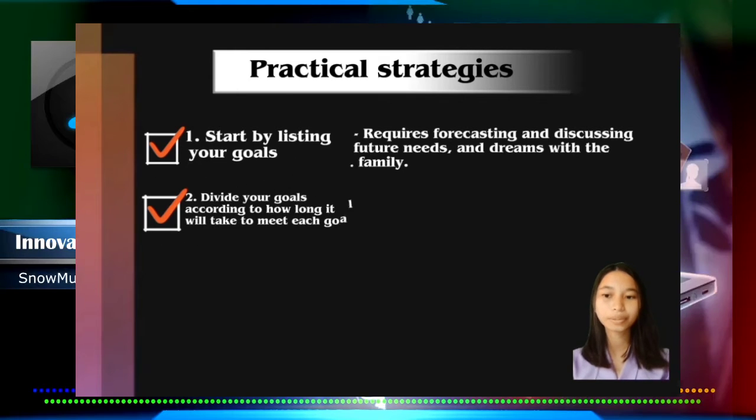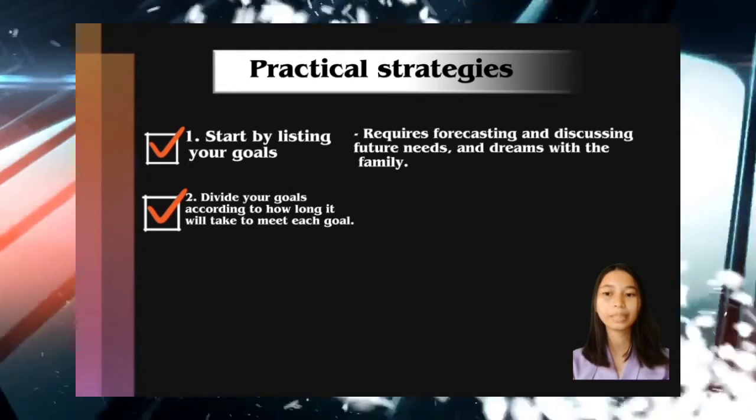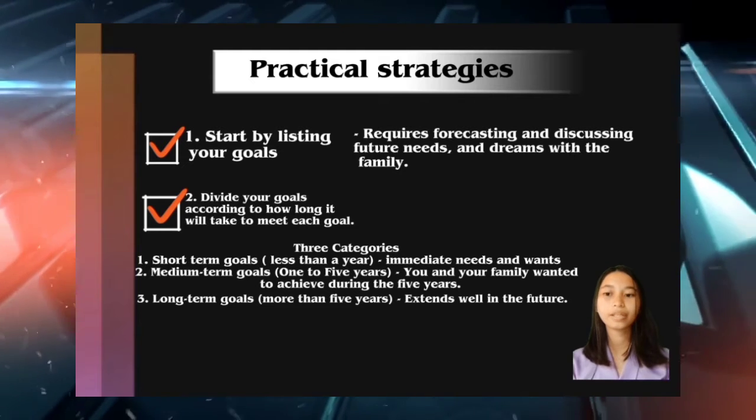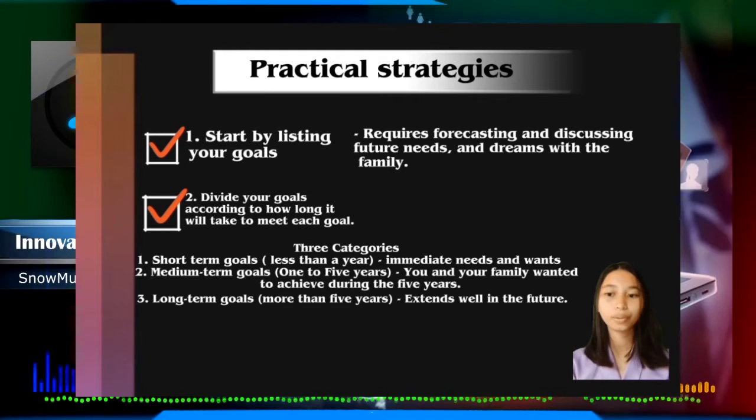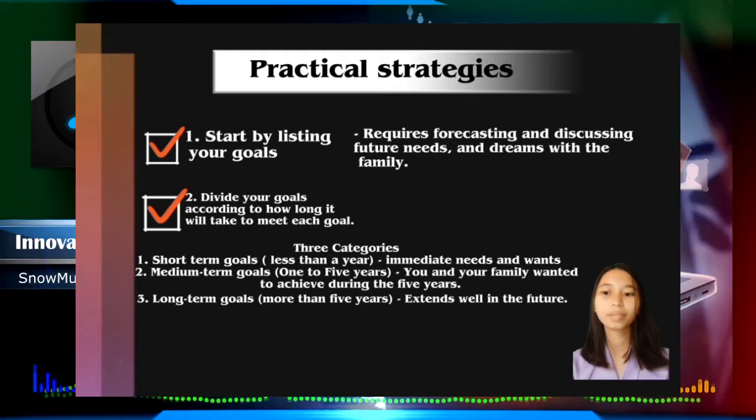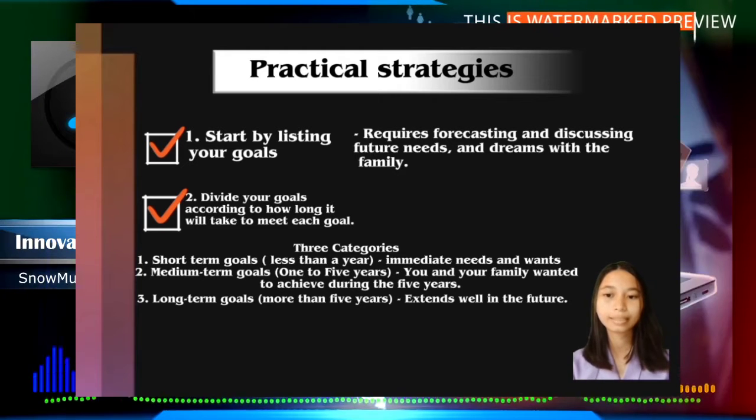Second, divide your goals according to how long it will take to meet each goal. Classify your budget goals into 3 categories: the short-term goals, less than a year; the medium-term goals, 1 to 5 years; and the long-term goals, more than 5 years. The short-term goals are usually the immediate needs and wants.